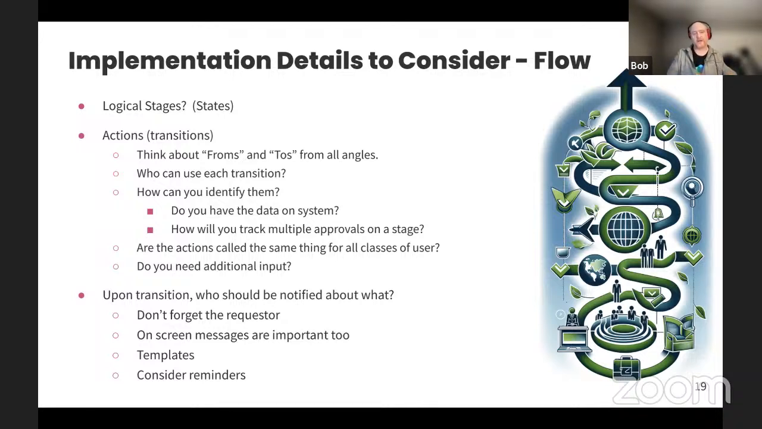And from there, you should think about who can use each of these transitions. Now, if you can identify those users by their role, then you're golden. You've got exactly what's provided by content moderation out of the box. That's never been the case for the systems that I've built. It's always been a little bit more complicated how to control access to those transitions. And you need to think about, do you have the data on your system that will allow you to identify who those users are?